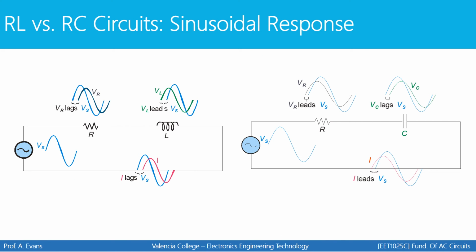So just as a quick comparison, on the left is an RL circuit, and on the right is an RC circuit. And now we can see how these relationships change. In an RL circuit, the voltage across the resistor will lag the source, but in an RC circuit, that voltage will lead. The voltage across the inductor is going to lead the source. The voltage across the capacitor is going to lag. Notice that we have basically inverse relationships between an RL circuit and an RC circuit.